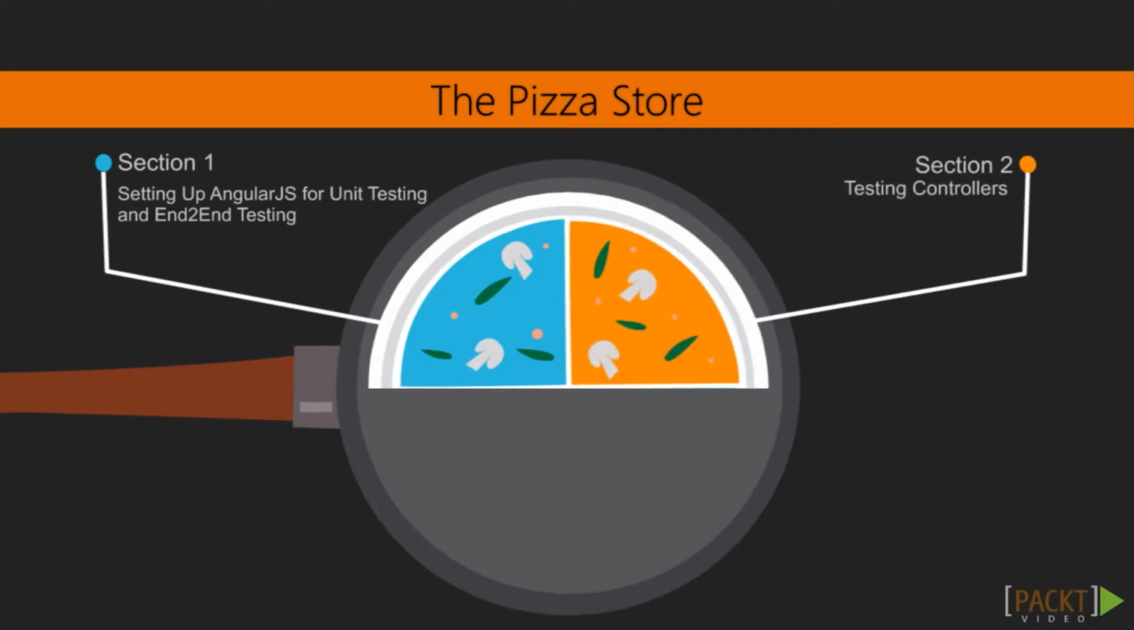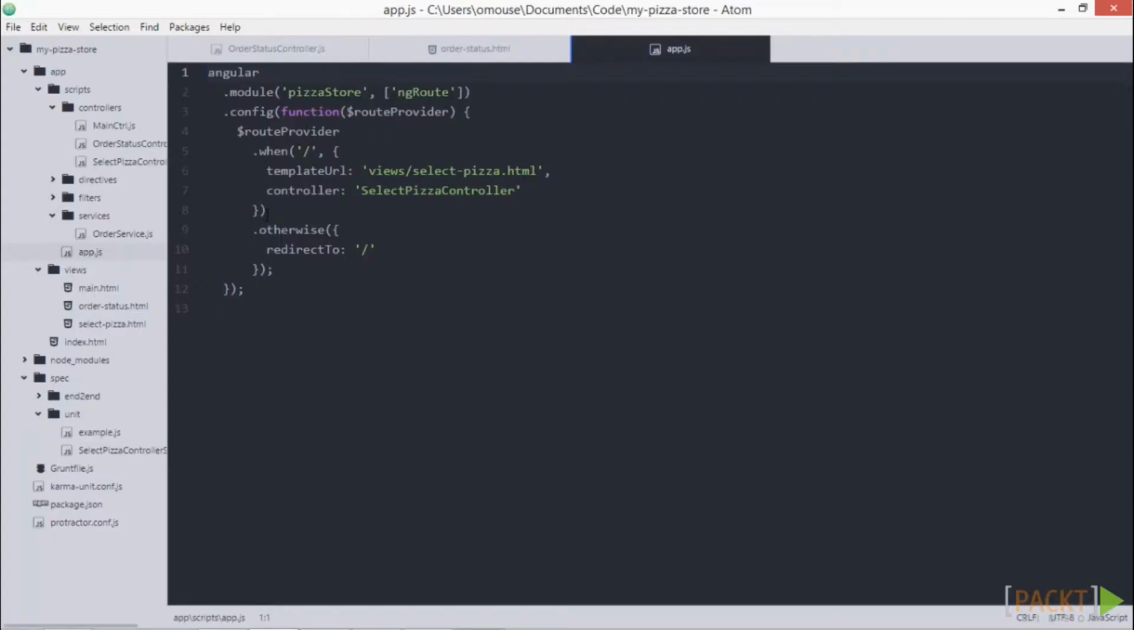In Section 2, we will be creating controllers for our app and testing them with and without dependencies using mocks. We will also be conducting an end-to-end test of them.